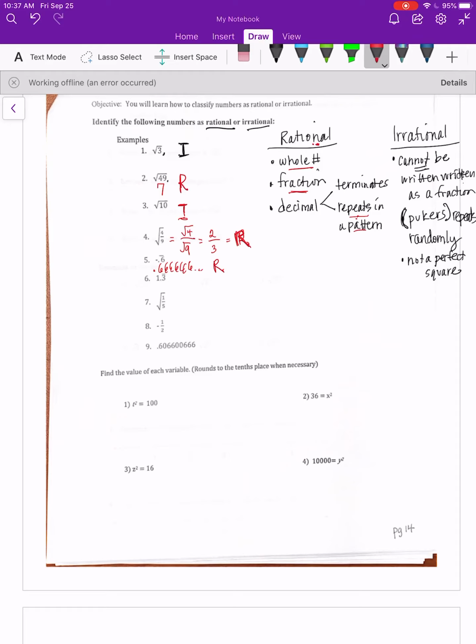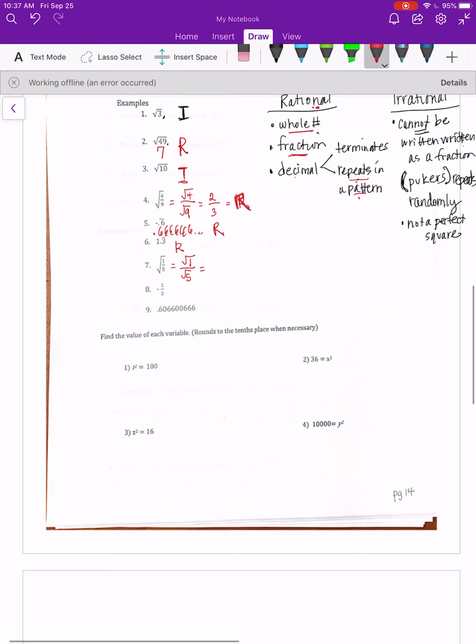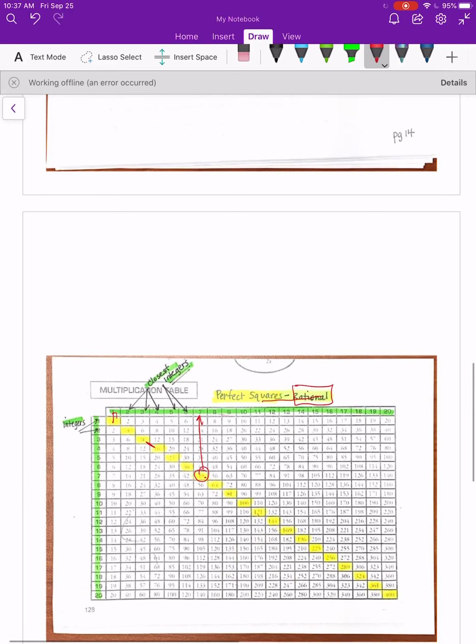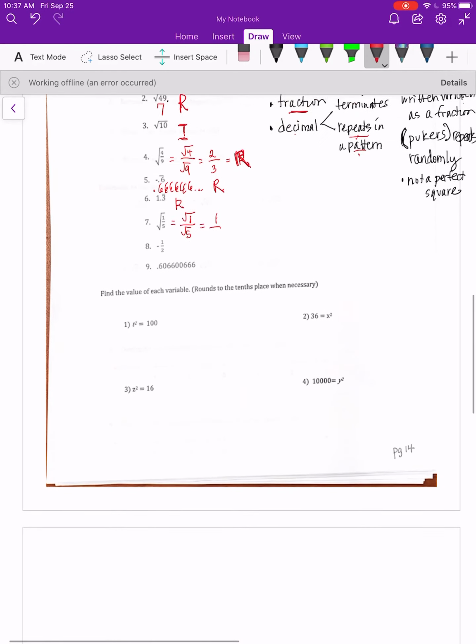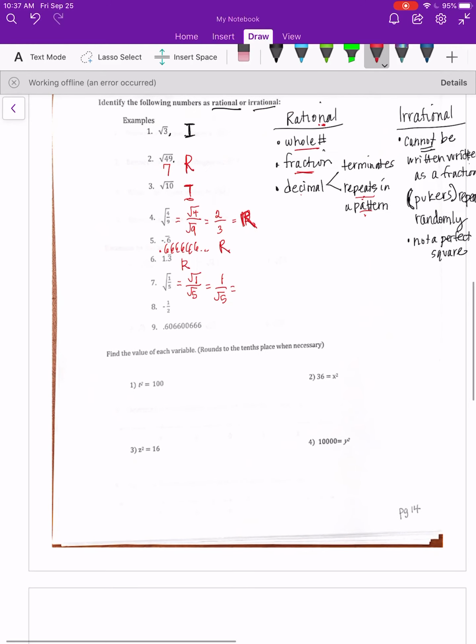So 1.3 repeating. Again, a decimal. That repeats in a pattern. Rational. This one, a little bit tricky. Square root of 1 over the square root of 5. The square root of 1, that's a perfect square, and it's 1. The square root of 5, is that a perfect square? It's not. So I still have a square root, and it can't be written as a fraction, so therefore it is irrational.